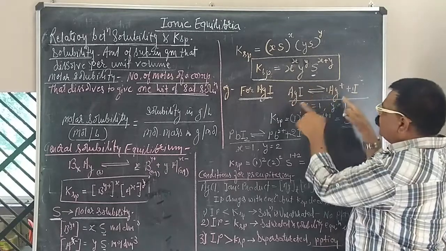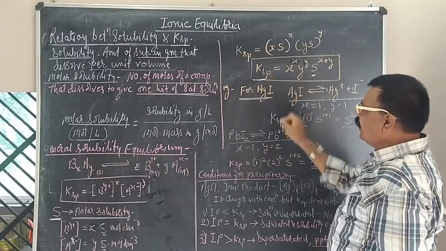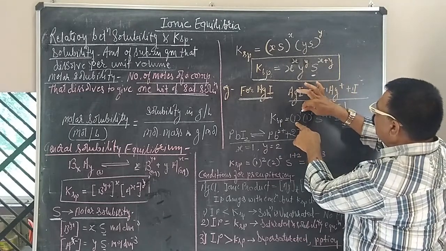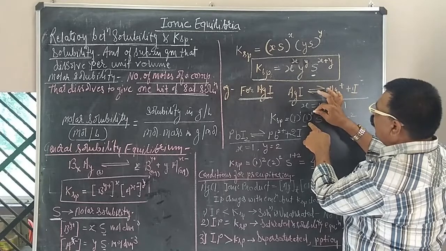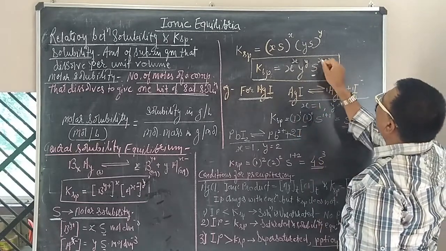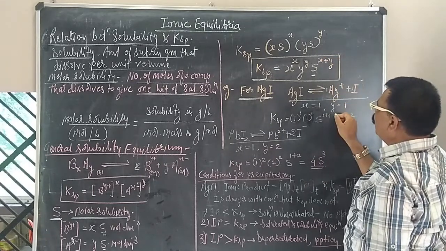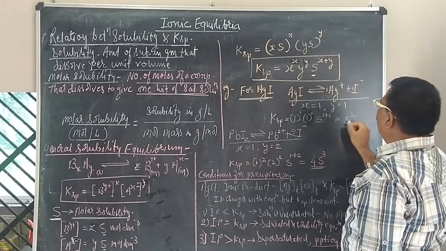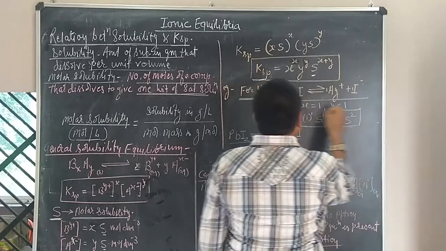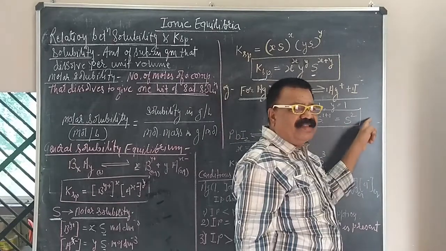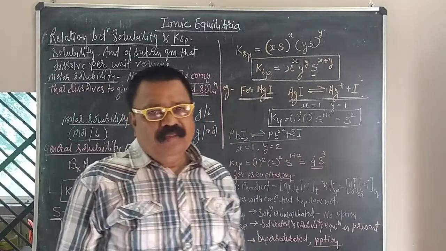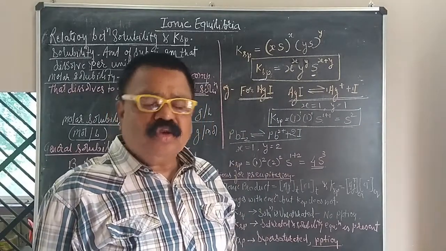Now bring this into the format of Ksp. So x is 1, 1 raised to the power 1, y is 1, 1 raised to the power 1, into S raised to the power x plus y, that is 1 plus 1. That's why we are getting this: S square. So whatever the value of the solubility product here, it equals S square for this equilibrium. Clear? Do you understand? So very simple.